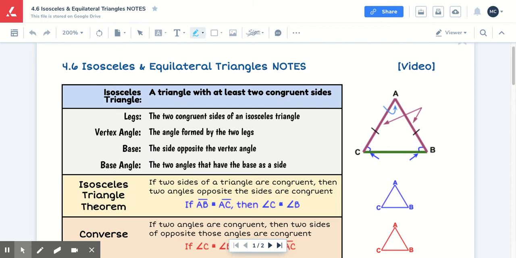Today we're looking at isosceles and equilateral triangles, which are two special relationships in triangles. An isosceles triangle is a triangle with at least two congruent sides. Little vocabulary to go along with that.